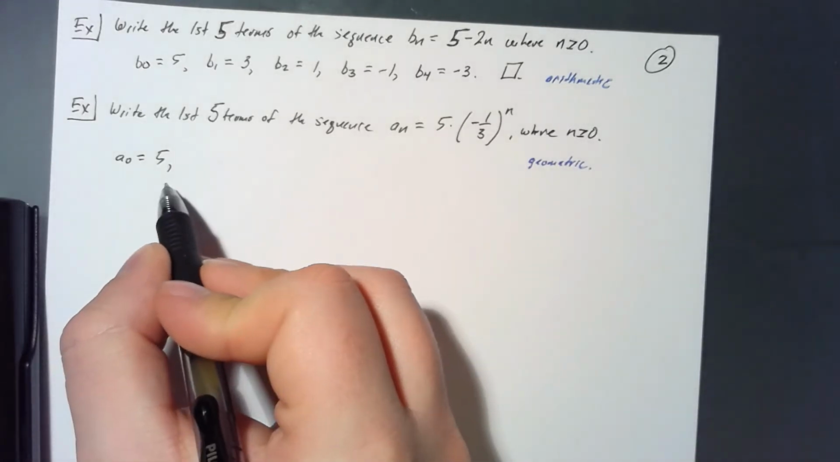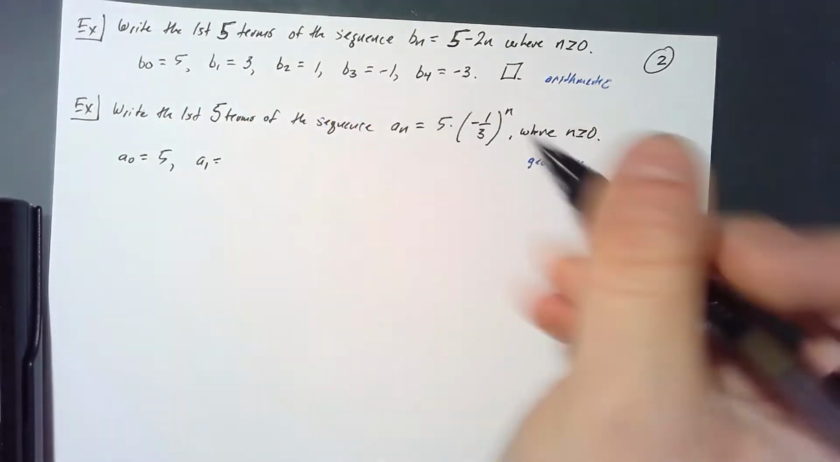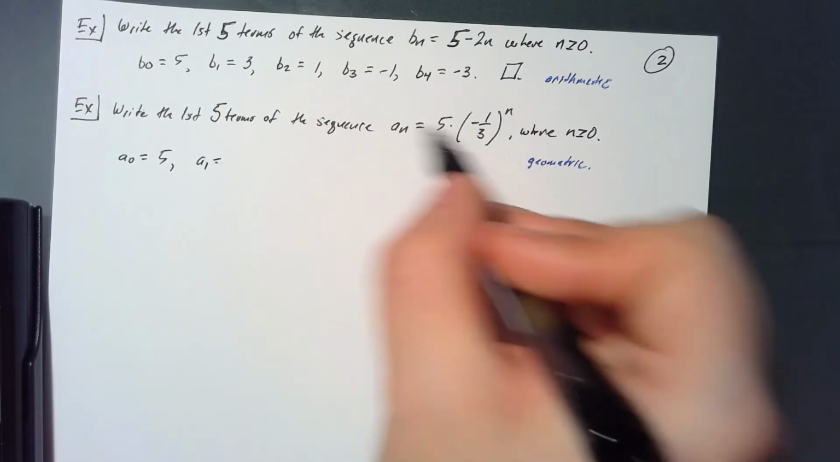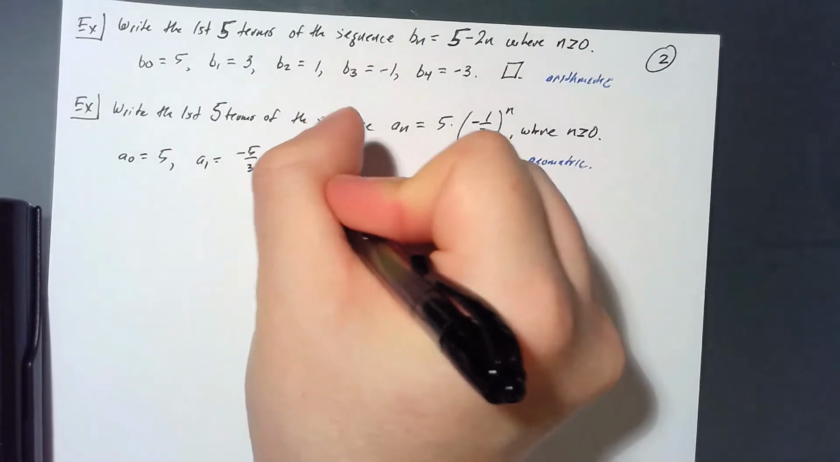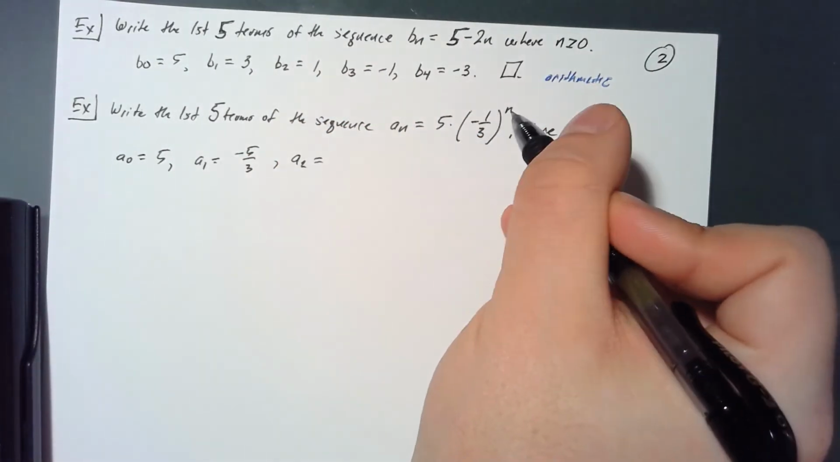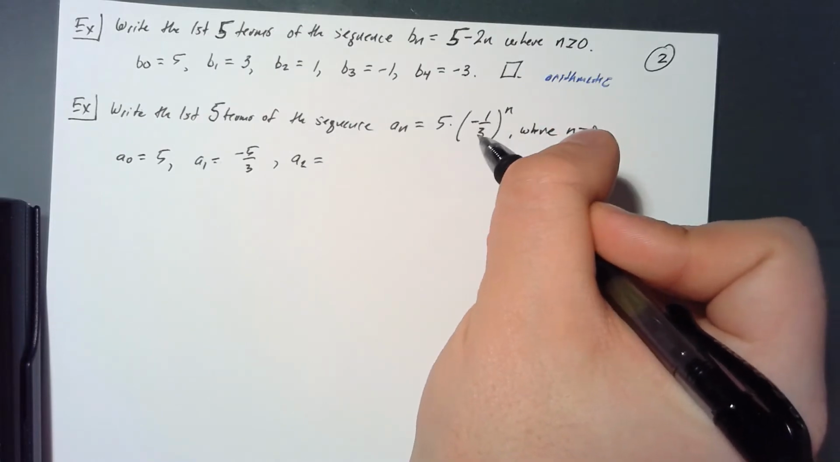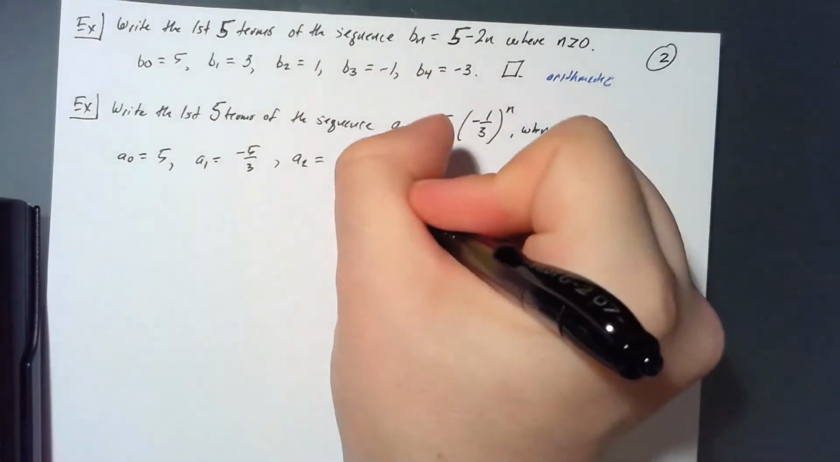So the next term, when a sub 1, you plug in 1 here, so negative 1/3 to the first power is just negative 1/3 times 5, which is negative 5/3. A sub 2: negative 1/3 squared is going to be 1/9 times 5, which is 5/9.